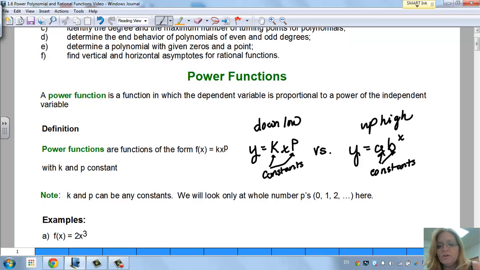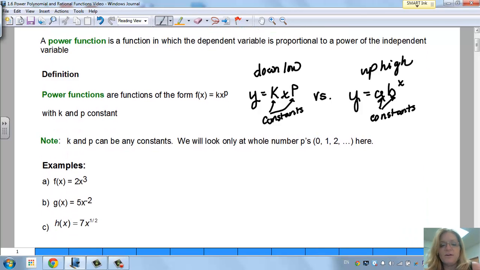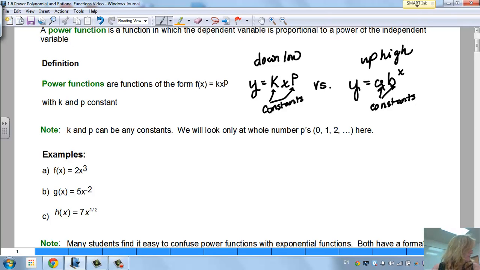We will only look at whole numbers, 0, 1, 2, etc. here. So here's some examples of power functions. You have f of x equals 2x cubed. Notice this is a constant and this is a constant. G of x equals 5x to the negative 2, and h of x equals 7x to the half. So see where the x is down low, and I wanted to give you some examples.